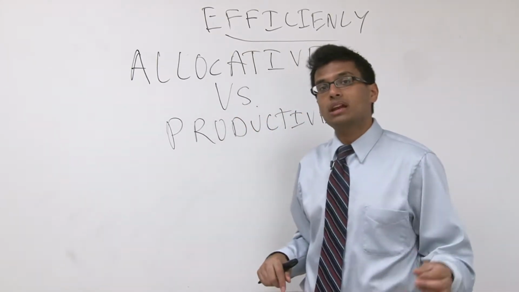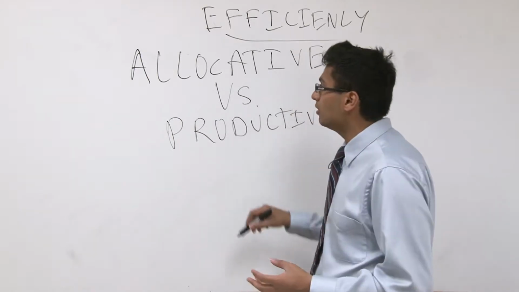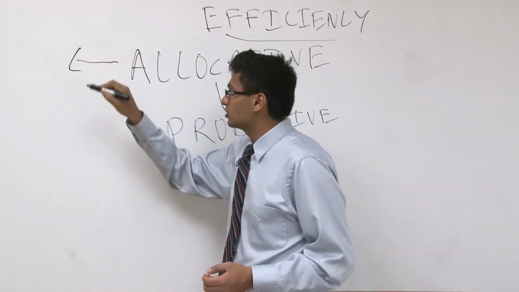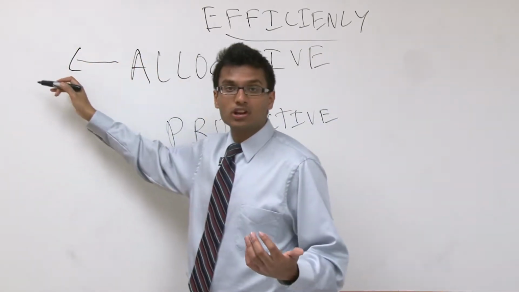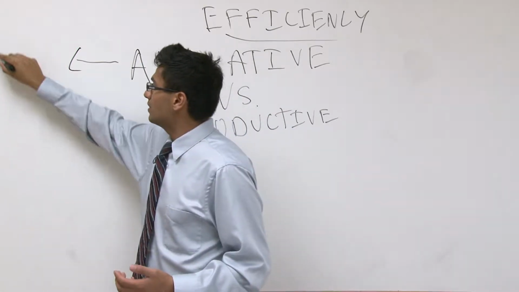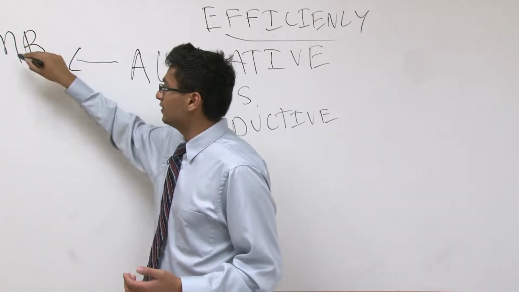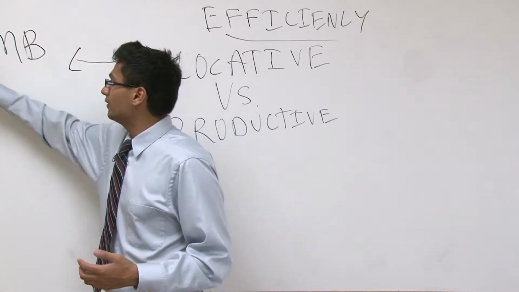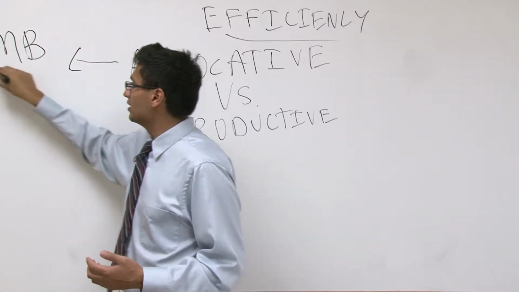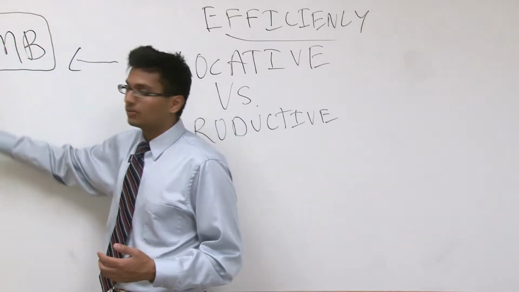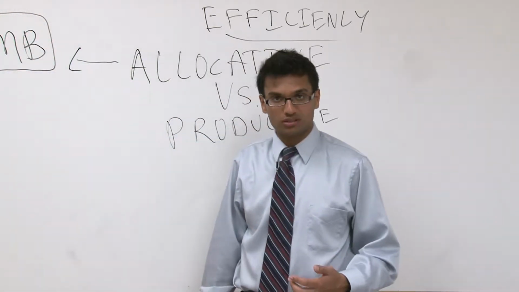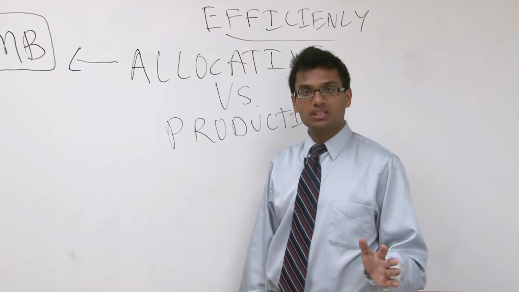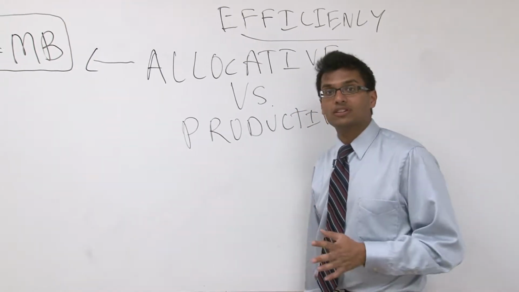And so the way we mathematically produce that result is, I'm going to show you an arrow here, but the basic equation on this side of the board says MB, which is your marginal benefit, must equal your marginal cost, MC. So if MC equals MB, you're allocatively efficient, okay? It's very important. MC equals MB, you're allocatively efficient.